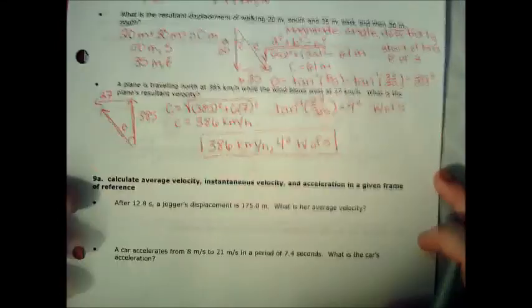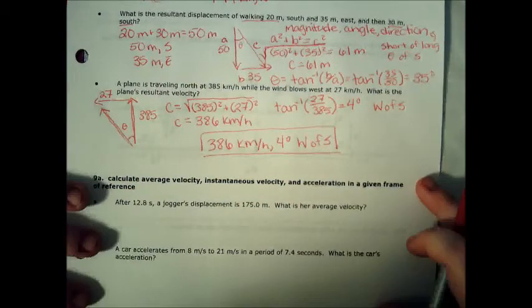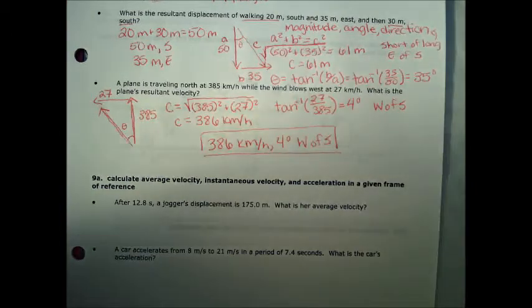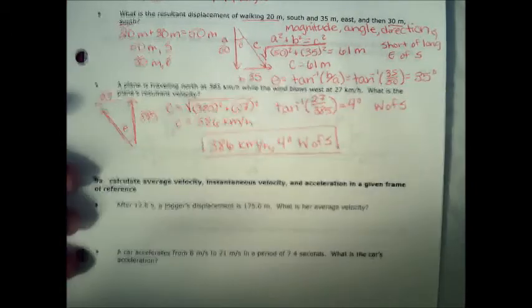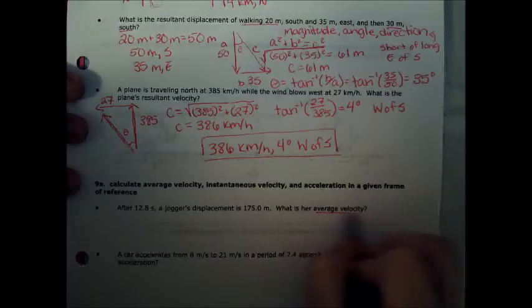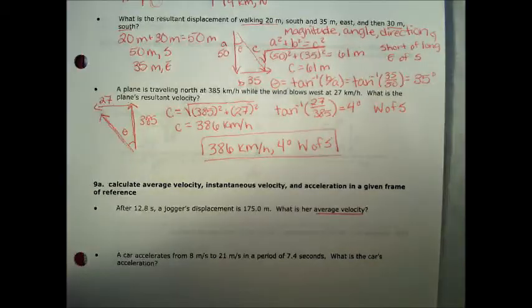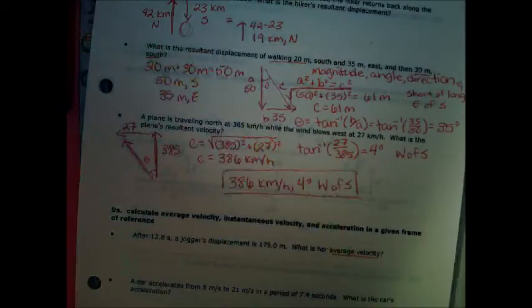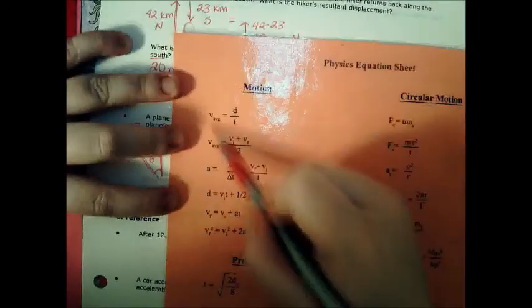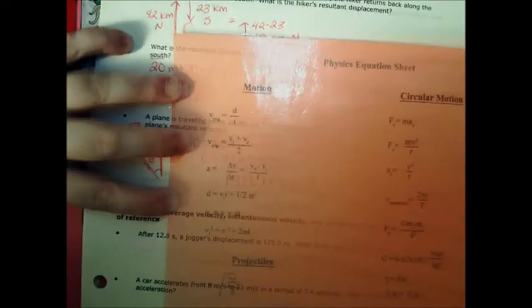All right, moving on. These down here are actually easier than the ones above. Calculate average velocity, instantaneous velocity, and acceleration in a given frame of reference. The great thing is that the county gives you all these formulas. So even if you don't remember anything about average velocity, if you pull out the handy-dandy county formula sheet, I did post one of these online, and you look under motion, you will see that there are two equations for V-average. So we're going to use one of those.